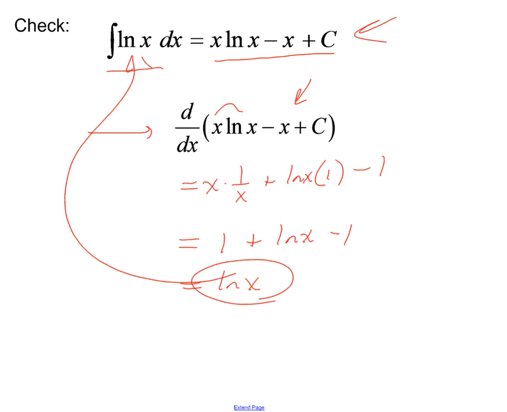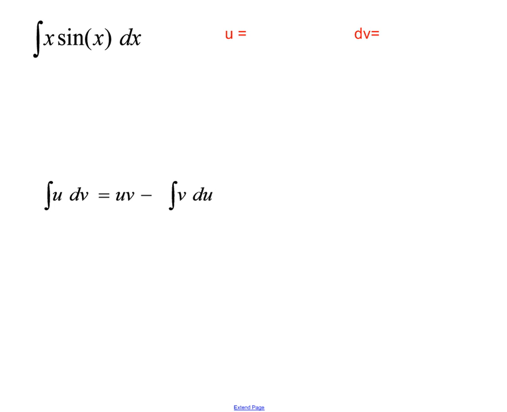Let's try another one to help cement the idea. Integral of x sine x. Again, my goal here is to do a substitution, a u, and a dv. Well, I have to be able to take the derivative of u, which isn't a problem, but I also have to be able to take the antiderivative of dv, which in this case is not a problem either.